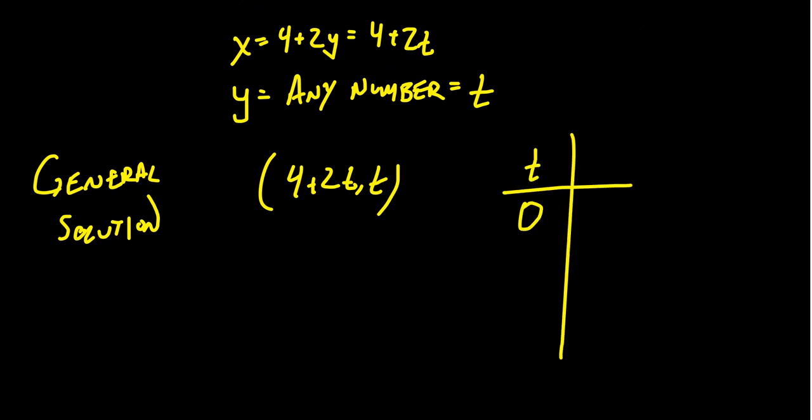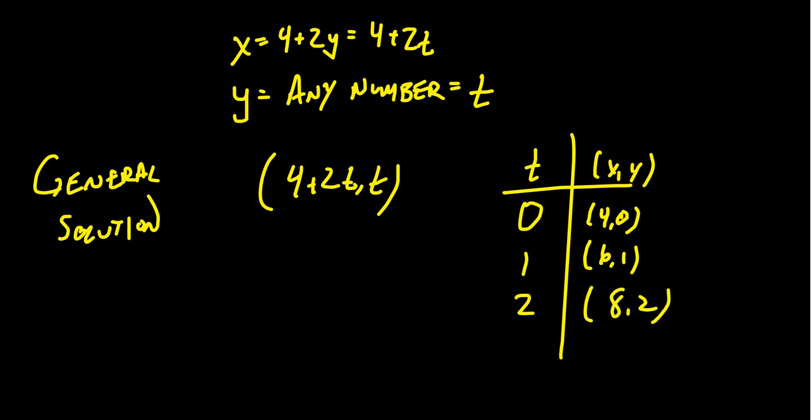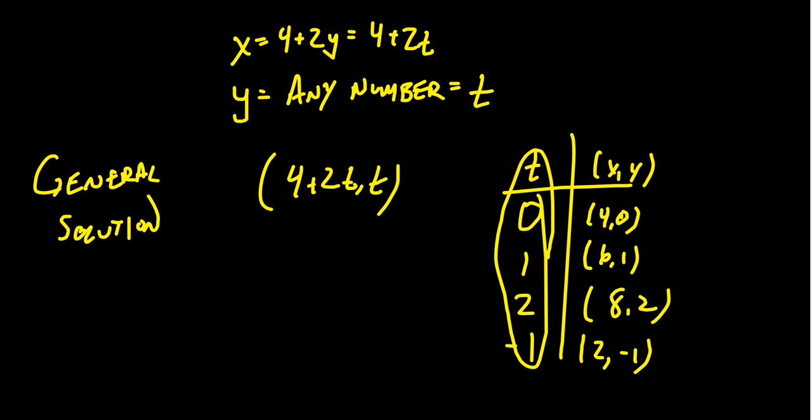If t was equal to 0, you plug 0 into this formula here, you're going to end up with 4, 0. That is, in fact, a solution to this linear system. If t equals 1, you're going to end up with 6, 1. If t equals 2, you end up with 8, 2. If t equaled negative 1, you'd get the point 2, negative 1. And so this is why we get infinitely many solutions. There's infinitely many because we have a free variable in the system. And because we have this free variable, we can freely choose it to be any real number we want. And as there's infinitely many real numbers, we can get infinitely many distinct solutions.